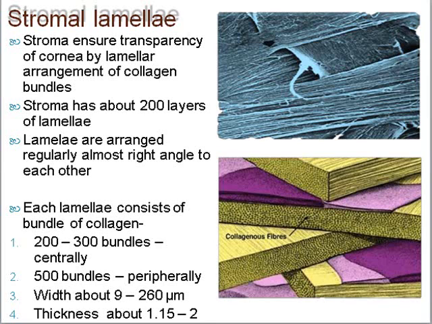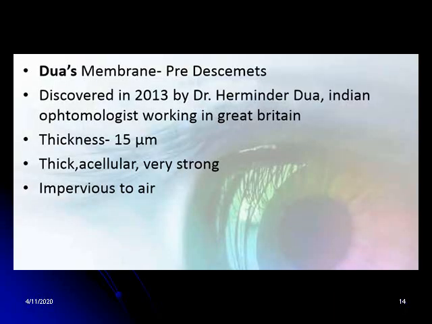The stroma is made up of around 200 layers of lamellae, and the lamellae are arranged regularly, almost at right angles to each other. Each lamella is made up of around 200 to 300 bundles, and this regular arrangement is responsible for the transparency of the cornea.